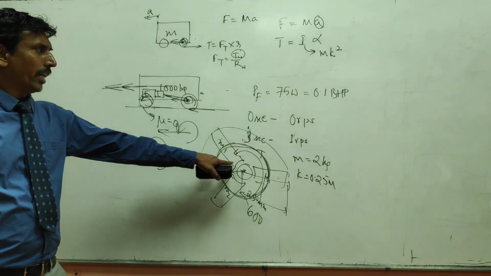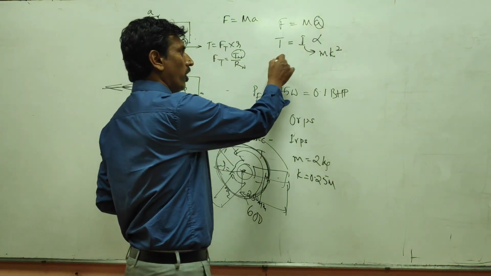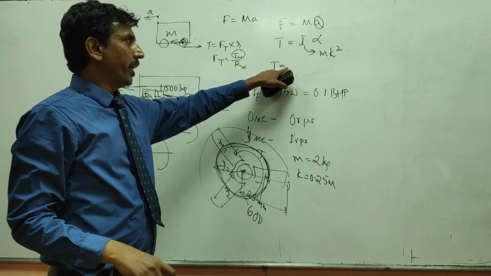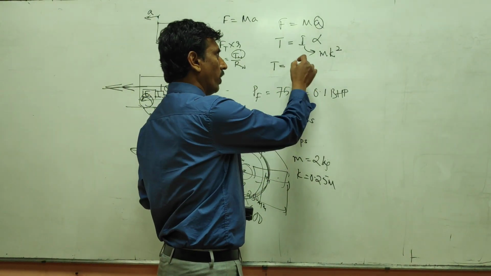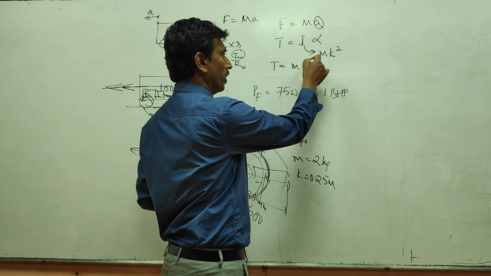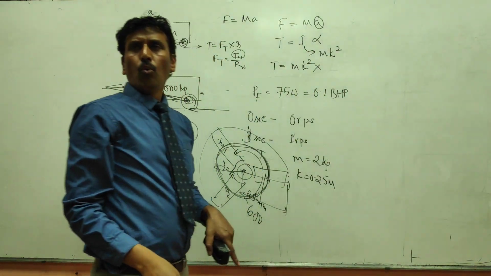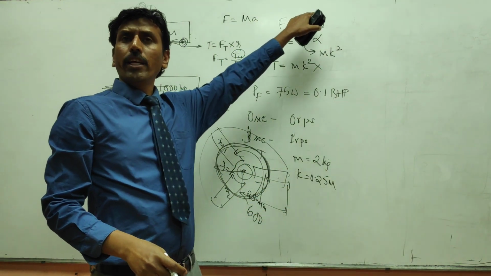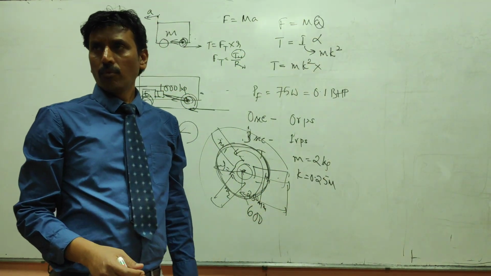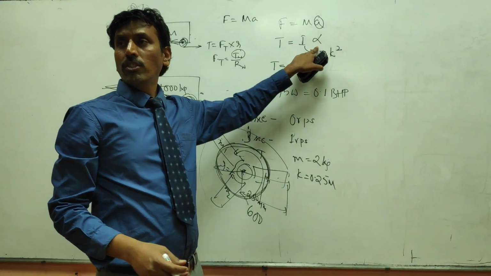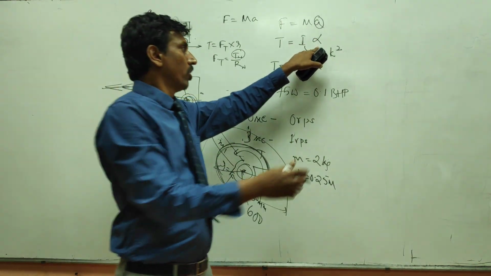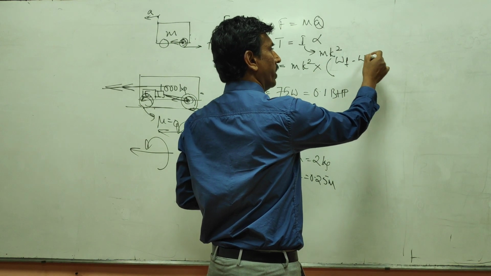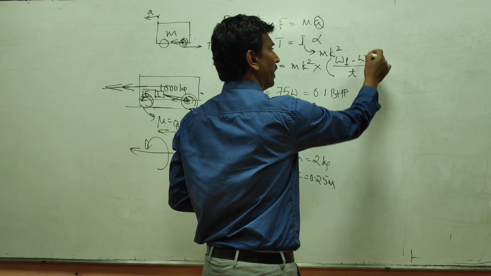Now, let us work with these equations here. The torque which was produced by the fan is I alpha. I alpha is mk square into alpha. What is alpha, guys? Linear acceleration is change in velocity divided by time. So this is change in angular velocity divided by time, which is final angular velocity minus initial angular velocity divided by time.